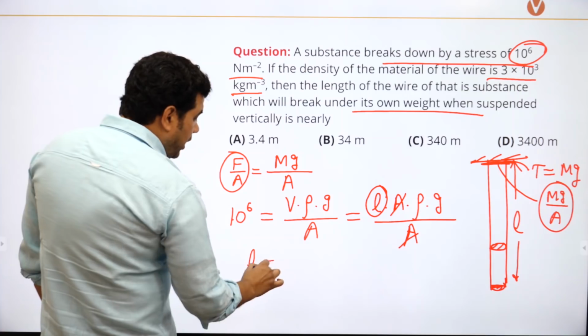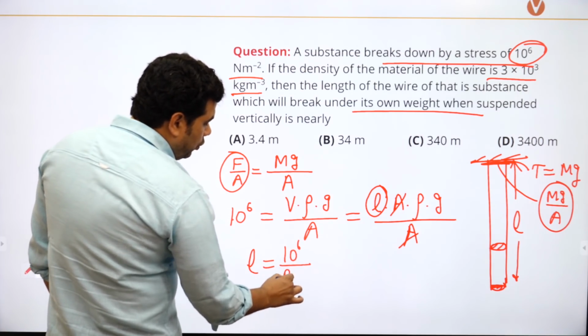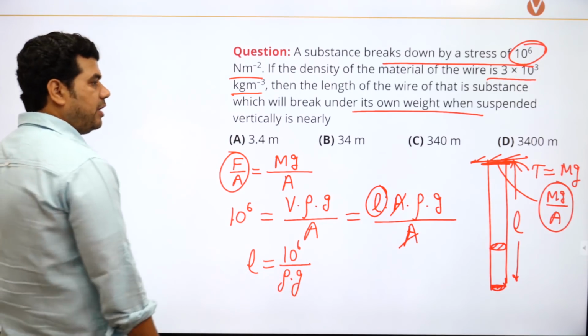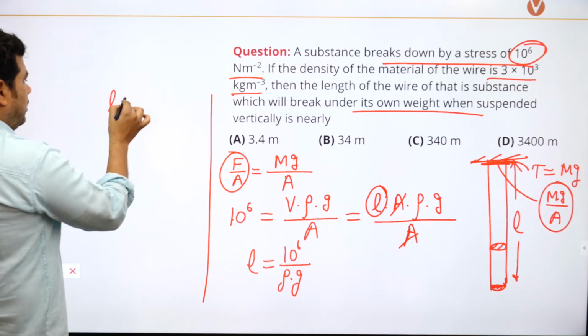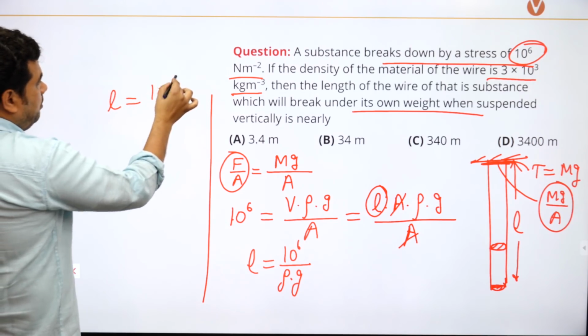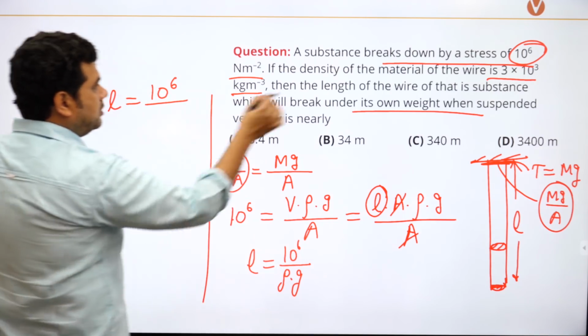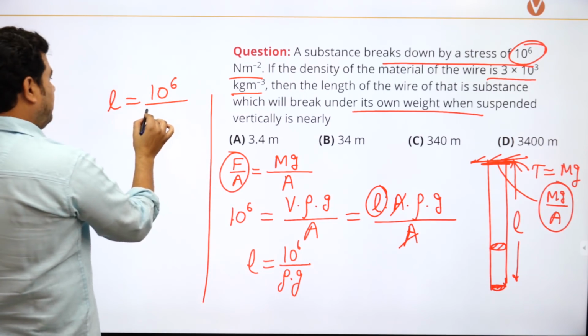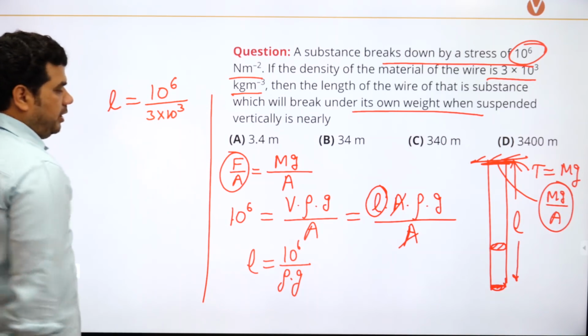So dear students, L is nothing but 10 to the power 6 divided by rho into G, and we have all the values. L is equal to 10 to the power 6 divided by rho into G. What about rho? Rho, the density of the material, is given as 3 into 10 to the power 3, right?